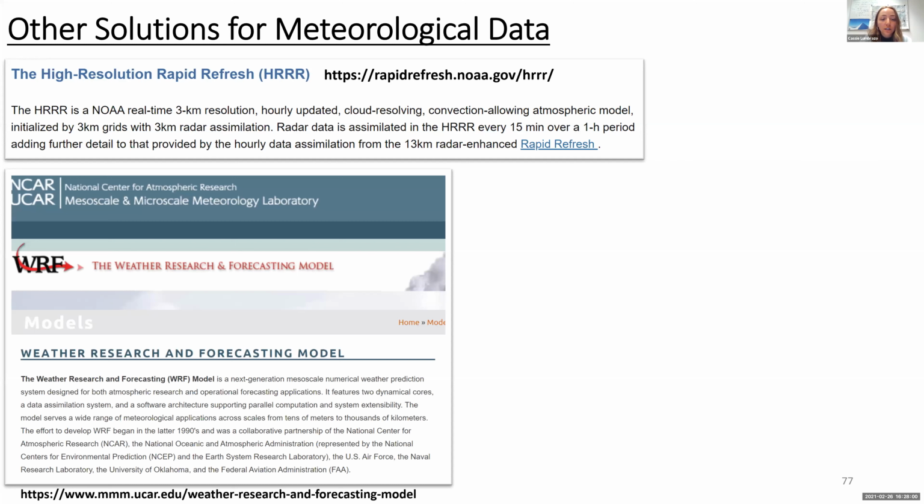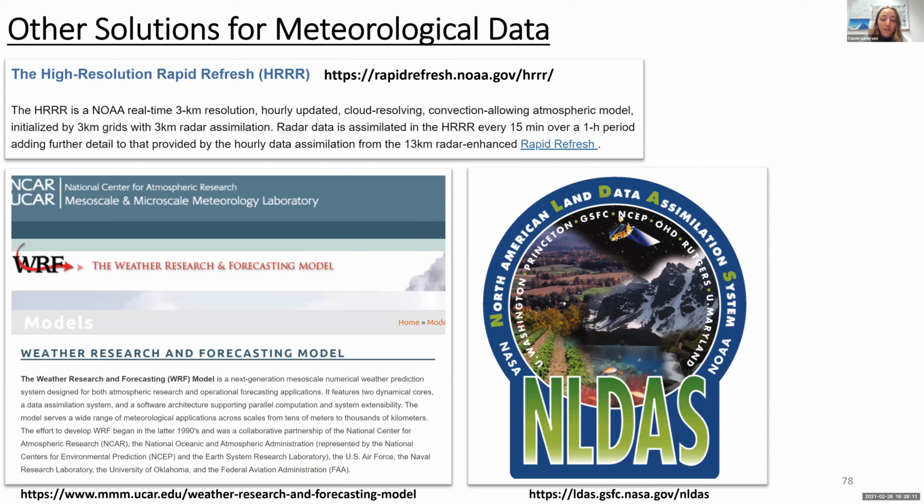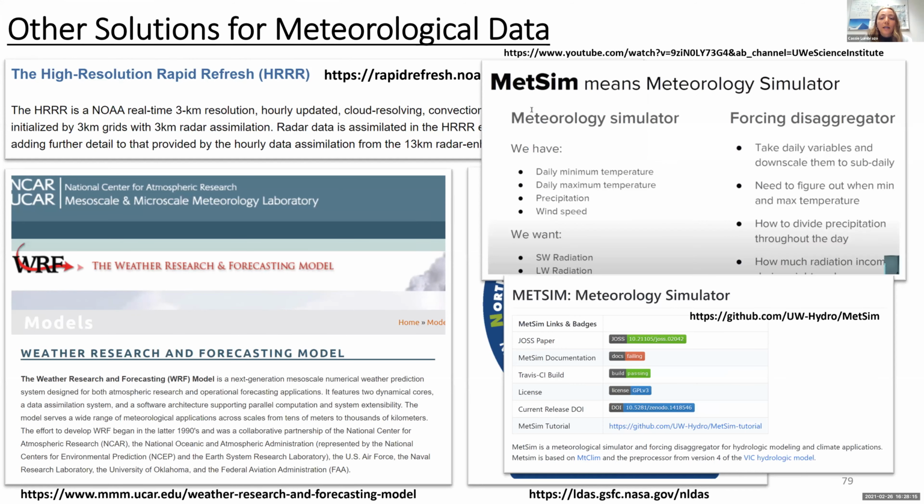And there are other resources to also get something similar, something called WRF, which is very similar for getting your meteorological data, and LDAS, which I've also heard and seen used in the community, and something also called MetSim. So this is another example. This is a little bit different, where this is actually using your daily minimum temperature, maximum temperature, and precipitation, which are things you can usually get from your meteorological stations.